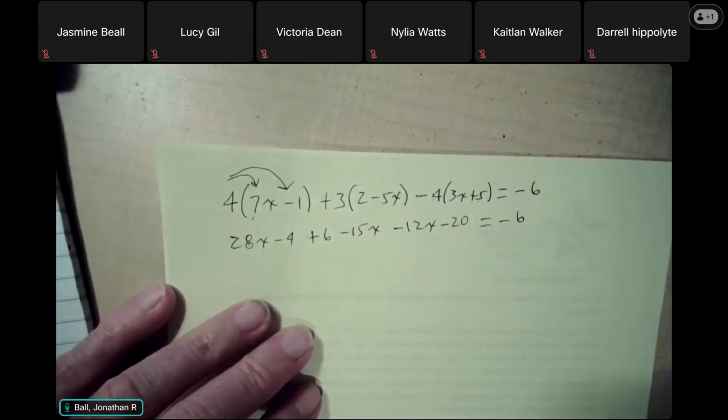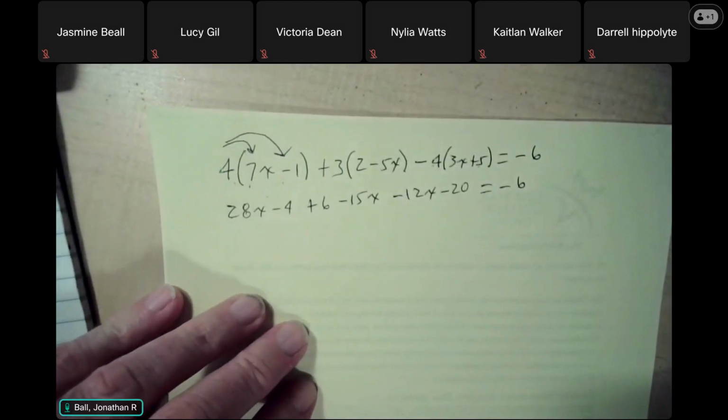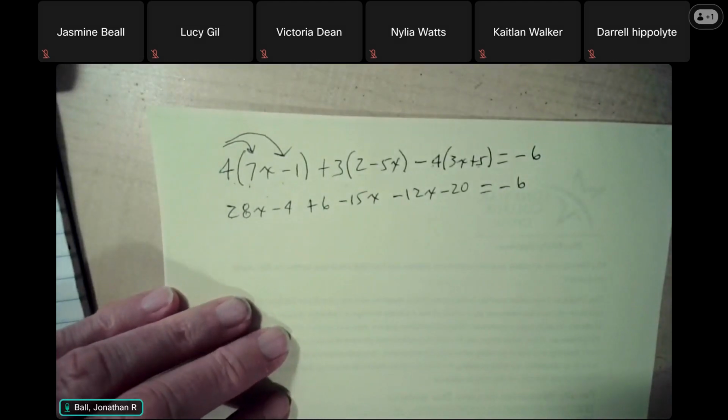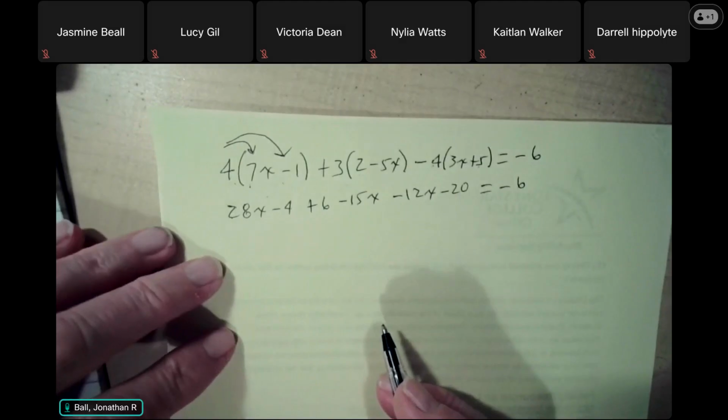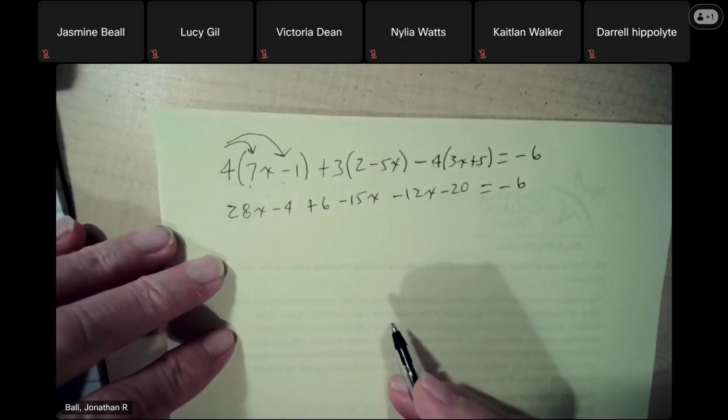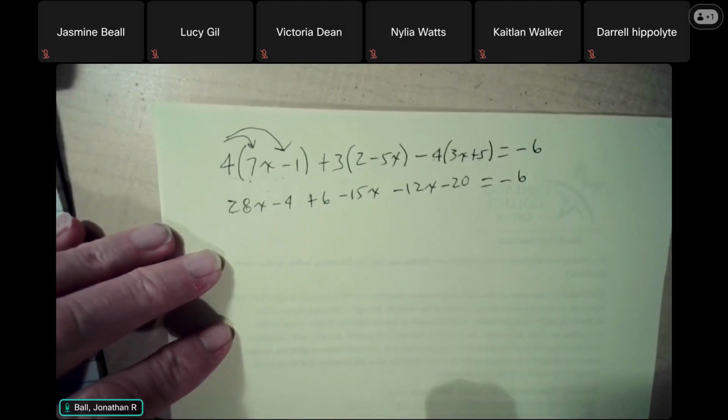Now what can we do? Combine like terms. Am I right or am I right? I'm right. I'm always right. Ms. Watts is sitting and rolling her eyes. I can hear it from here.